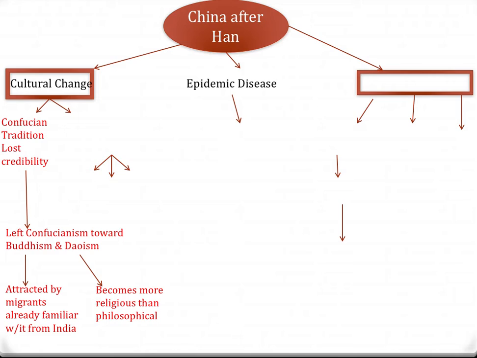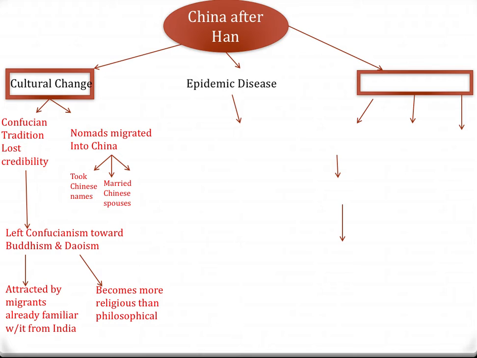In addition to the cultural change, nomads will come into China at the end of the Han Dynasty, and they'll migrate into China, and they won't change it, but more so they will assimilate. They'll take on Chinese names, they'll marry Chinese spouses, and instead of still being nomadic, they will settle down and practice agriculture. So just keep in mind those cultural changes: how Confucianism will lose that credibility, and Buddhism and Taoism will become a more important factor for them.